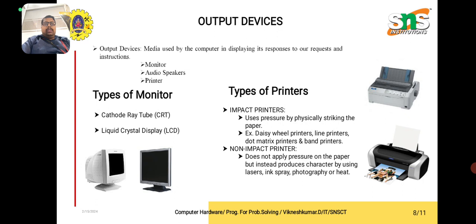Impact printer uses pressure by physically striking the paper. Examples: daisy wheel printer, line printer, dot matrix printer and band printer. Non-impact printer does not apply any pressure on the paper but instead produces data using lasers, ink spray, photographic and heat.